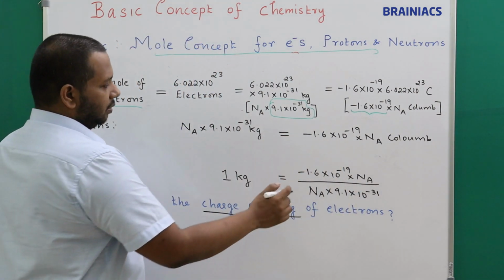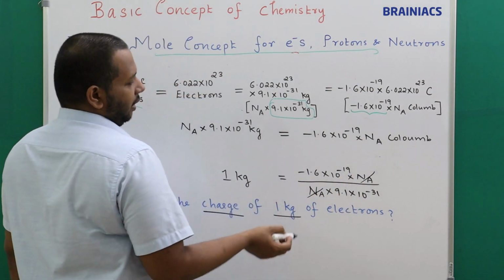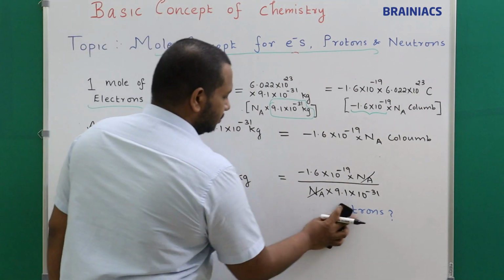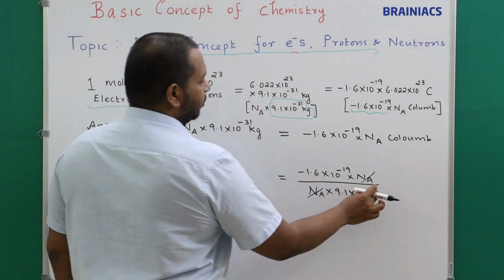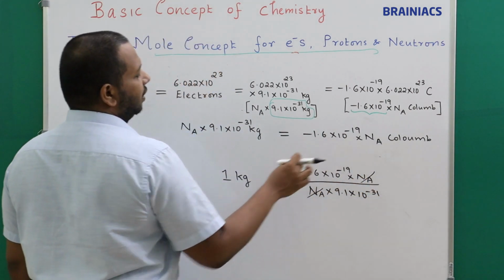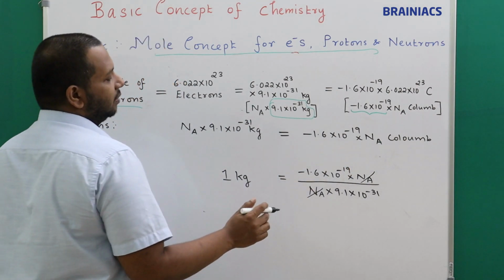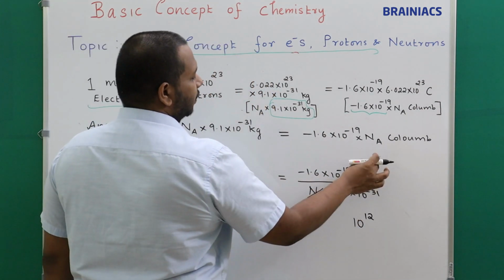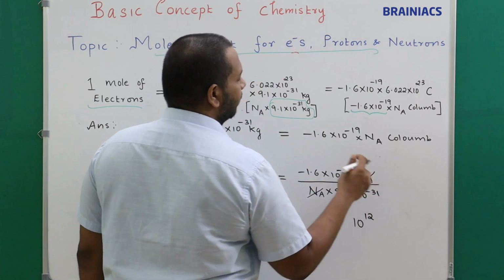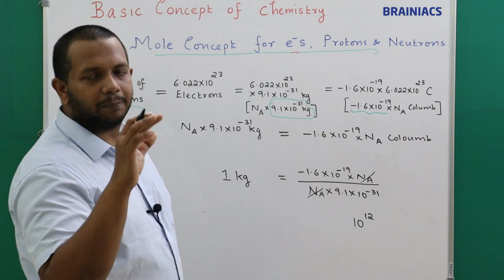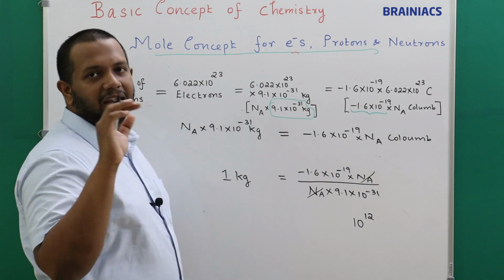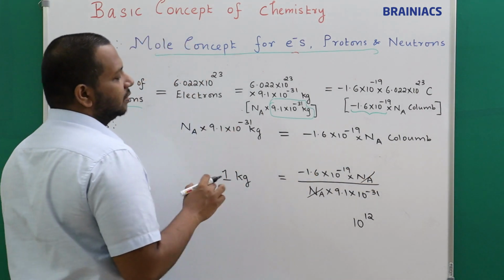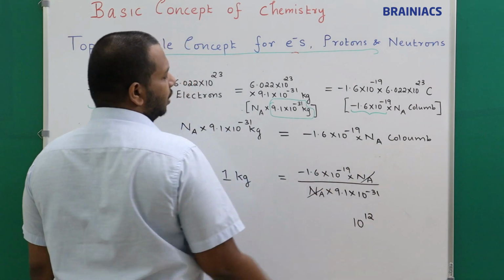Okay, so I can say Na cancels off, and similarly when this comes to the numerator, what will it become? Tell me. When it comes to the numerator, it becomes plus 31. So plus 31 plus 10 power minus 19, that means 10 power 12. Because we know that a power m into a power n is a power m plus n, and a power m divided by a power n is a power m minus n. Similarly, when it comes to the numerator, it becomes plus 31. So minus 19 plus 31 becomes 10 power 12.